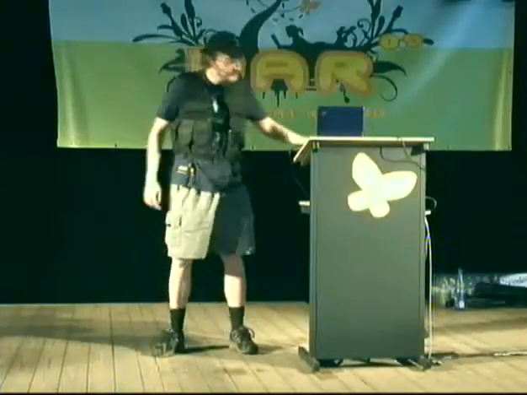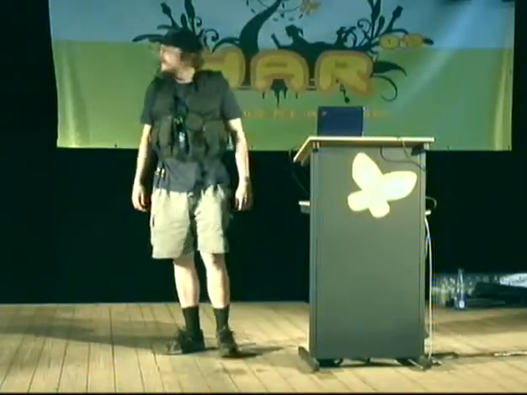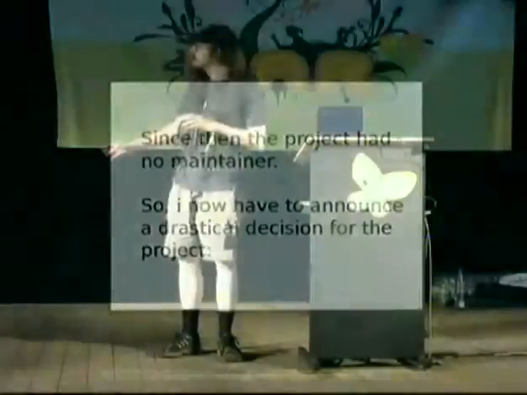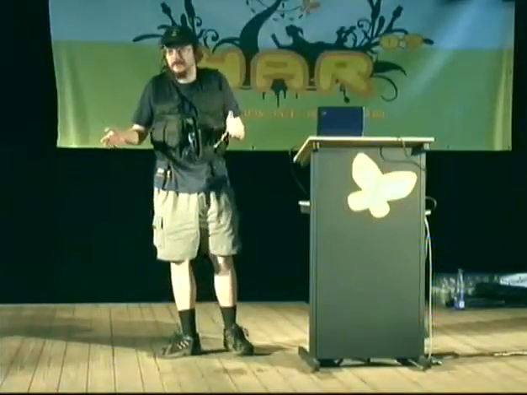And since then, the project did not have a maintainer. I asked for volunteers in the project, and nobody volunteered because they know being the maintainer of this project is quite a lot of work, because everyone in the project has different ideas what to do next, like in more or less every open source project.